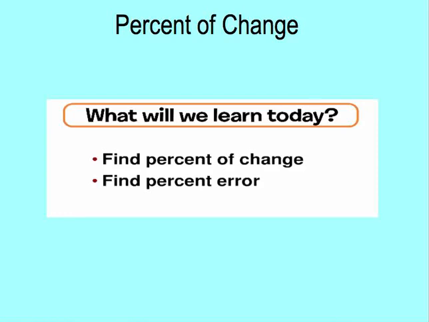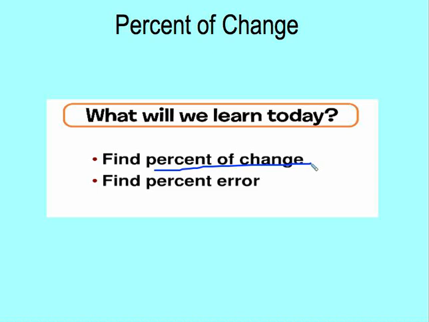Today we continue the conversation and lessons on percents by talking about percent of change and percent of error. Two things that are kind of the same. A percent of change is when one value changes to another value, what is the percent that the original value has actually changed by to give you the new value.